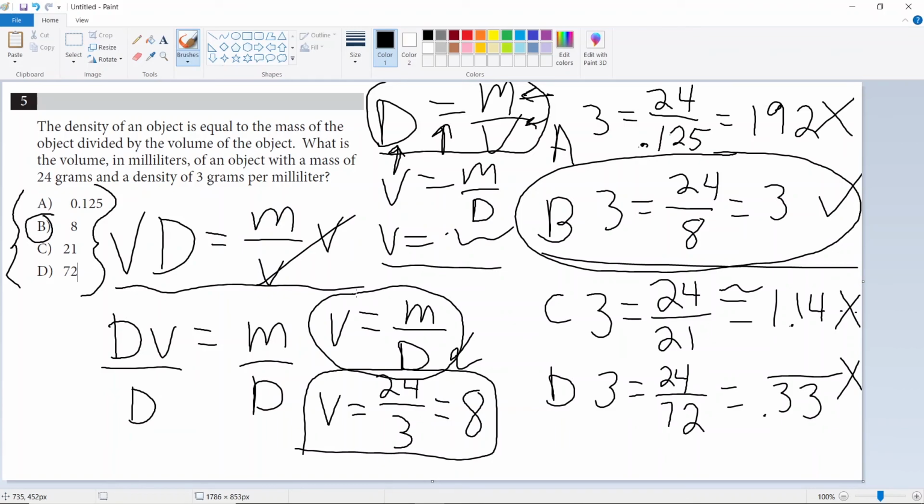So you can do it by plugging in the answer choices, or you can do it by manipulating the formula to get V in terms of, in other words, V by itself equal to everything else. If you still have questions after watching this video, say so, and I'll find another way to explain it to you. SAT Practice Test 4, Section 4, Math Calculator, question number 5.